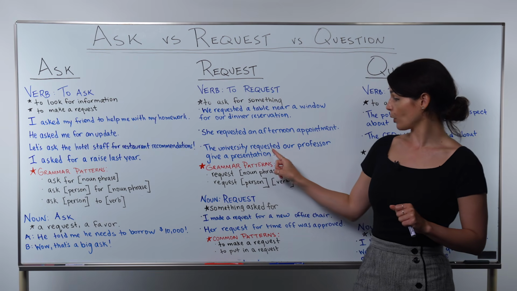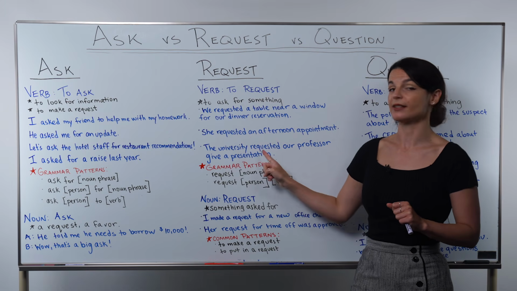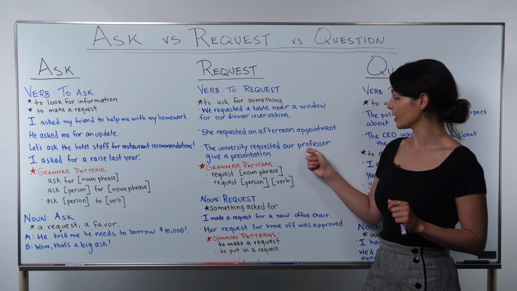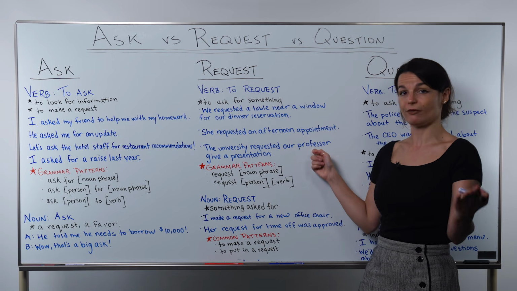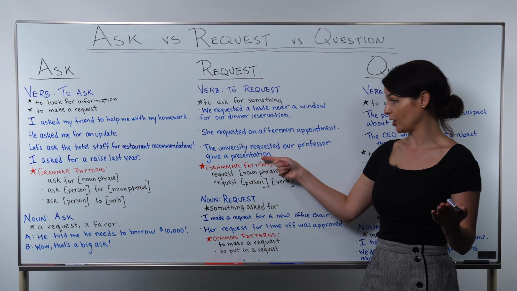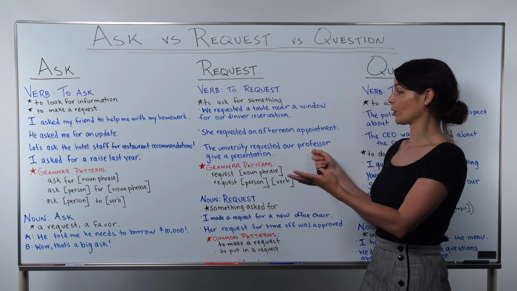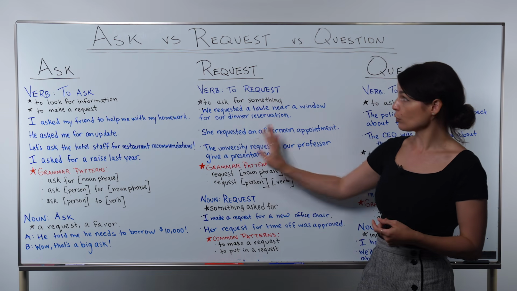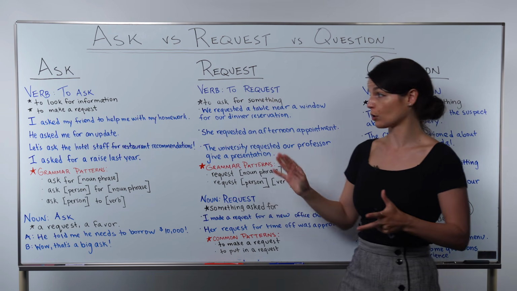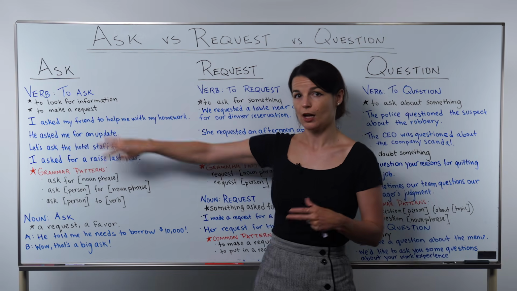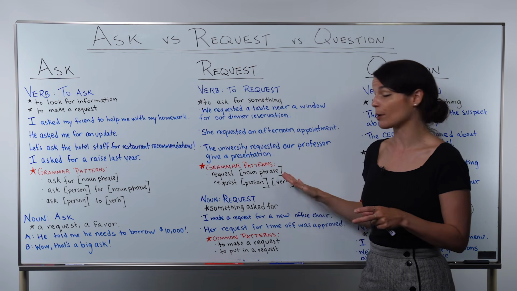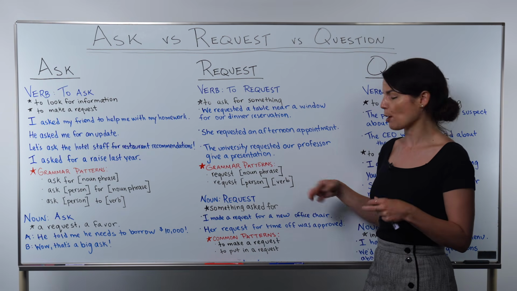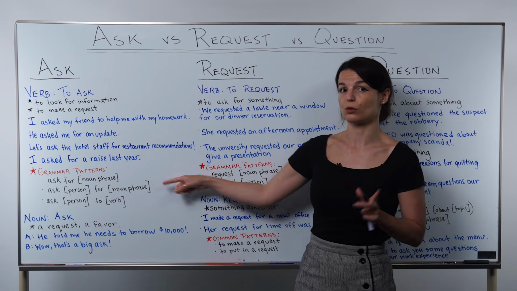The university requested our professor give a presentation. So in this sentence, again, past tense, but here we have a person. The university requested our professor give a presentation. In this case, we are asking or requesting someone to do something. So you can probably see we can use the verb request in a very similar way to the verb ask, yeah? But we need to follow a few different grammar patterns to make these sentences correctly. So let's take a look at these and compare them to the patterns we used with ask.